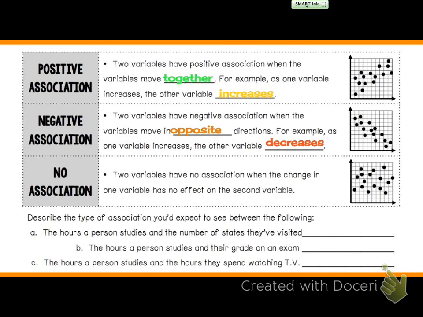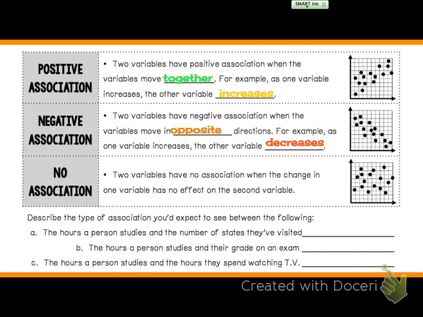And finally, two variables have no association when the change in one variable has no effect on the second variable. An example would be your height and your eye color. Do they have any association on each other? No.